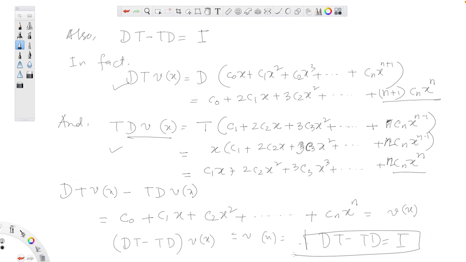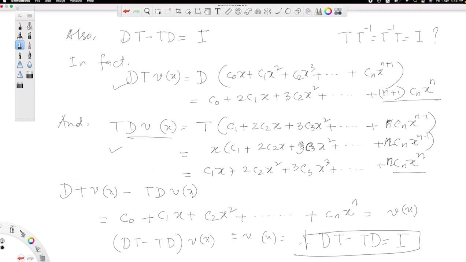Okay, good. Now we'll be addressing the following question. For which linear operator T on the vector space V does there exist a linear operator T inverse on the same vector space V such that T times T inverse is equal to T inverse times T is equal to the identity operator on V? We are going to ask this question in the next segment. Thank you for attending this fourth segment.